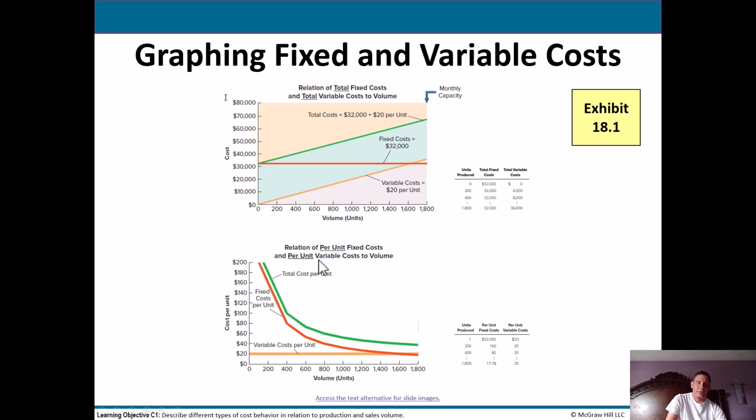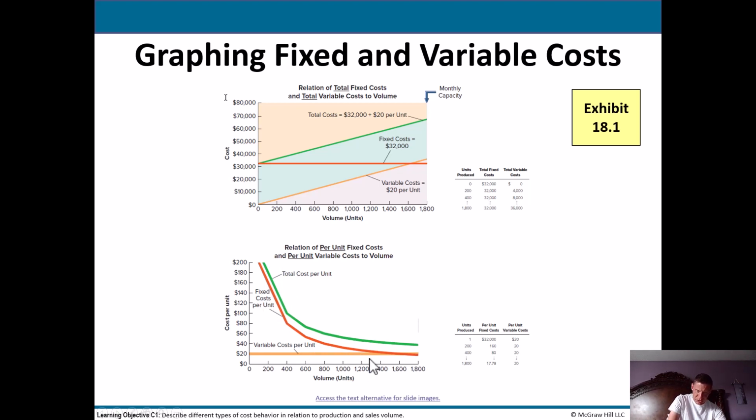And then if we look at the graph below, the relation of per unit fixed costs and per unit variable costs based on volume, what you notice is both of these costs come down. Total cost per unit and fixed cost per unit do decrease, but they end up being what we call asymptotic.